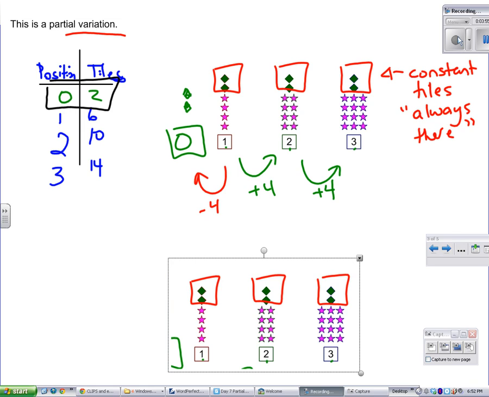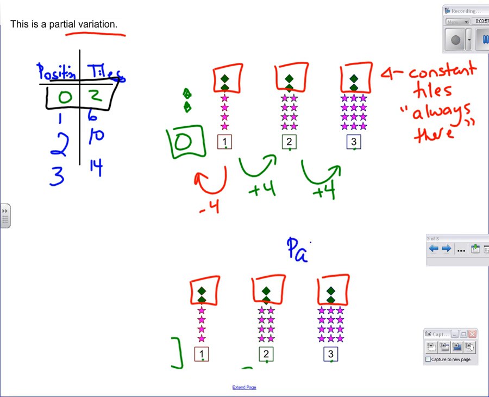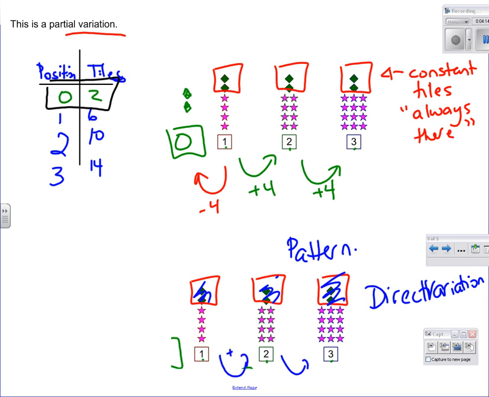So I've just decided to copy the exact same pattern, and I'm thinking if I take this pattern and I don't have these 2 green diamonds, then I will have a direct variation. So I wanted to point that out. So this one is a direct variation because it's growing by the same amount every time, so it's linear, but its position number 0 would have 0 tiles. So that's the difference.